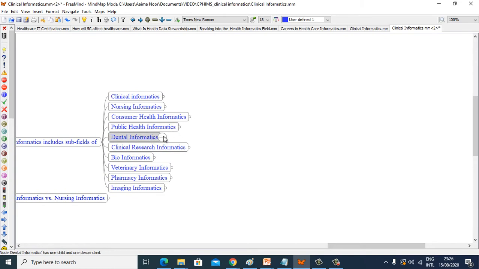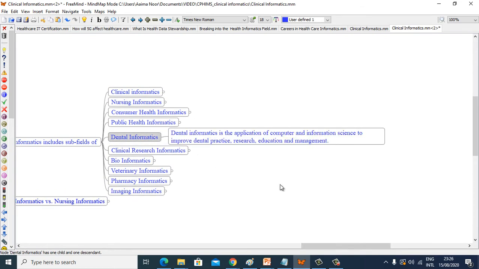Dental informatics. Dental informatics is the application of computer and information science to improve dental practice, research, education, and management.